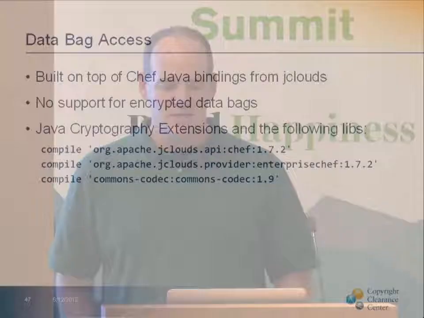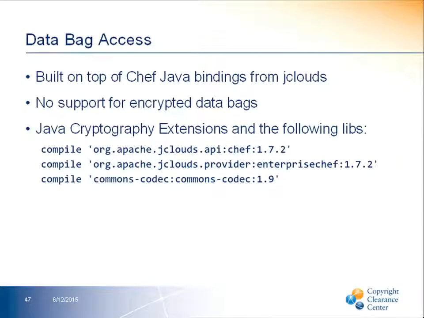One thing about the database access: with Chef, you write your Chef cookbooks in Ruby, and there's a lot of code in the Ruby ecosystem to work with Chef. There are Java bindings from the JClouds project, and since we're in Groovy, we want Java bindings, so we used those. That worked great for the unencrypted data bags, but JClouds didn't have support for encrypted data bags.